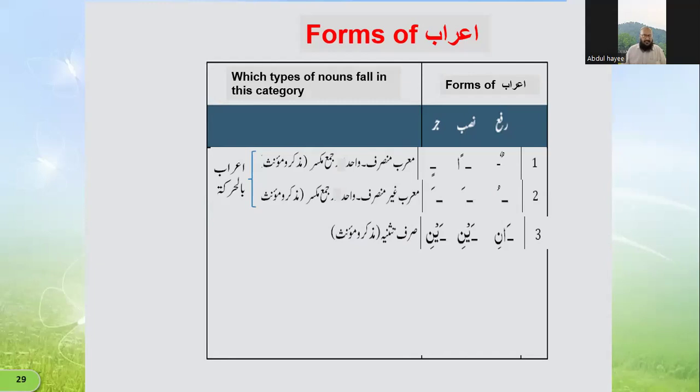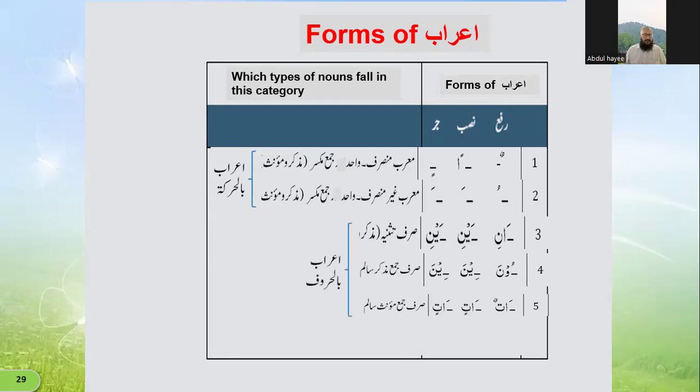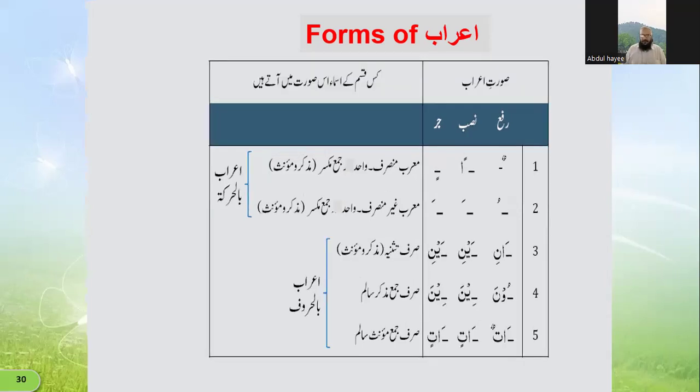In some conditions, we identify the Arab with huruf, just like in tasniya we say ani, ini, ini. And in plural we say una, ina, ina. Or for the feminine we say atun, atin, atin. So these are called Arab bil huruf, meaning by letters. The huruf tell us whether it is in the form of raf, nas, or jar. So these are the forms.